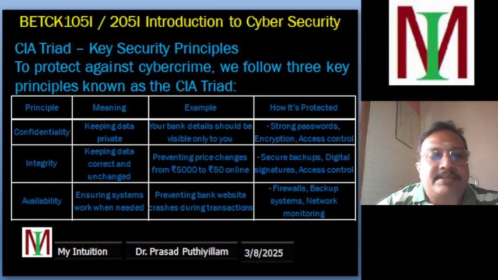Third point, availability: making sure the system works when it is needed. For example, if a bank's website goes down due to a cyber attack, then the customer won't be able to withdraw money or do transactions. So if he cannot do the transaction, he will obviously change the bank. He will go to the next bank where the system is working properly.